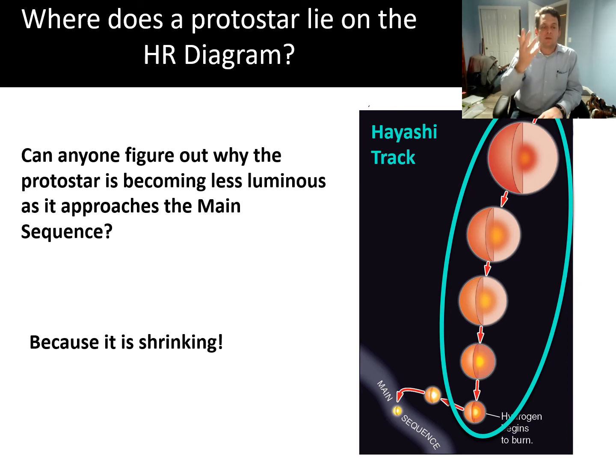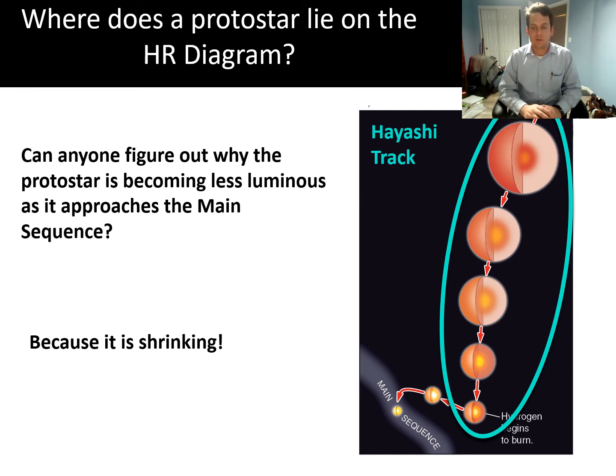So now think about the following. Why would a protostar become less luminous as it approaches the main sequence? And if this sounds familiar, it should, because I basically asked you this and answered it very recently. And if it feels like I'm saying this a second time, that probably means it's likely to show up on a quiz or something. But the answer is it's shrinking, right? As it shrinks, it's heating up, but the surface area is also decreasing.